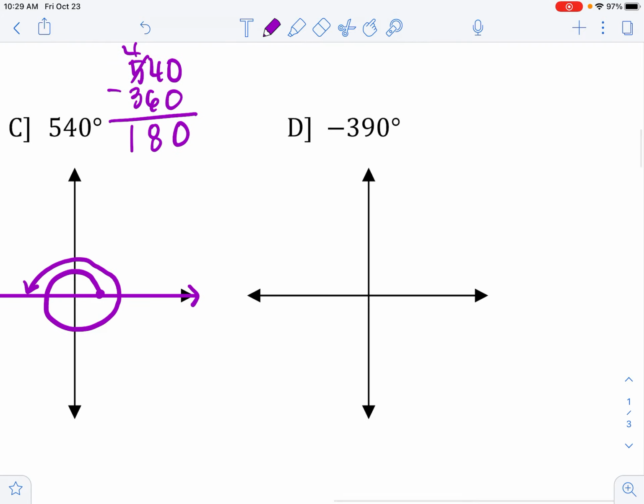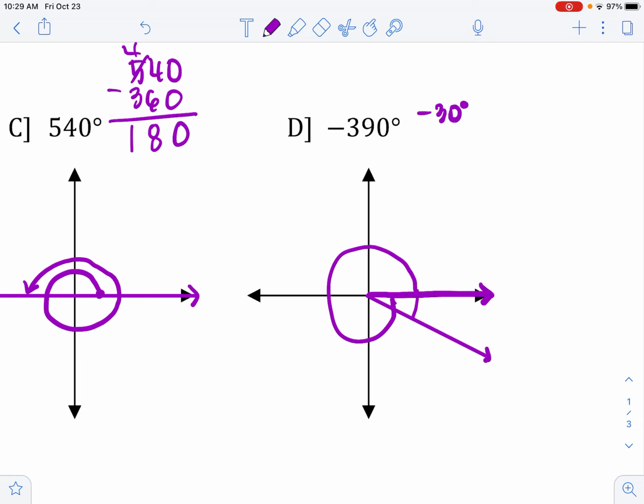All right, next one, negative 390. So that's more than one full rotation in the negative direction. How much more? Negative 30 degrees more. So I'm going to go negative 360 degrees and then negative 30 degrees more. Start at your positive x-axis. I'm going to go negative 360 degrees, so that's there. And now I need to go 30 degrees more. I'll end up about right there.